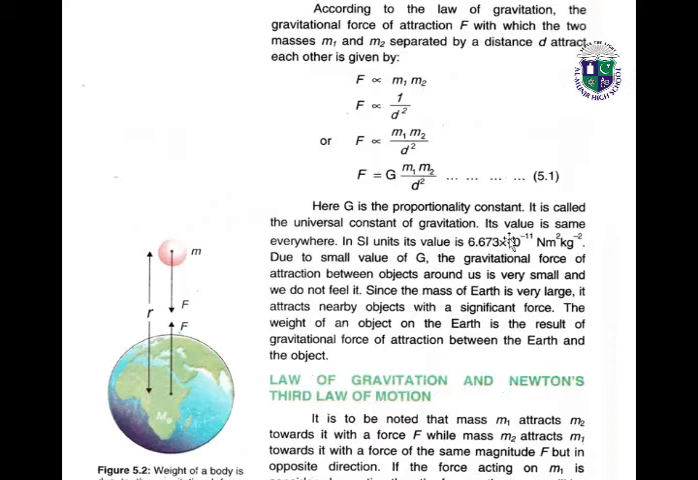Students, its SI unit and its value are fixed. Please remember and learn this value because we will use it in our numerical questions, which is 6.673 times 10 to the power minus 11, and the SI unit is newton meter squared per kilogram squared, that is N m^2 kg^-2. Due to the small value of G, the gravitational force of attraction between objects around us is very small and we do not feel it. Since the mass of earth is very large, it attracts nearby objects with a significant force.